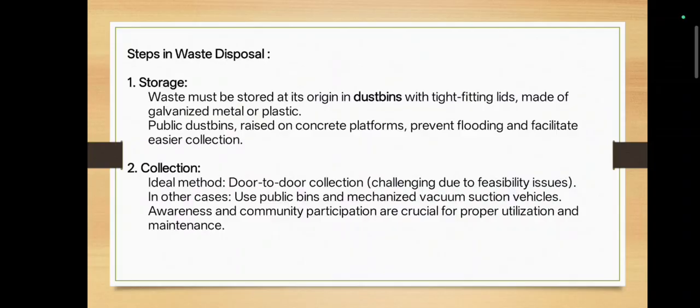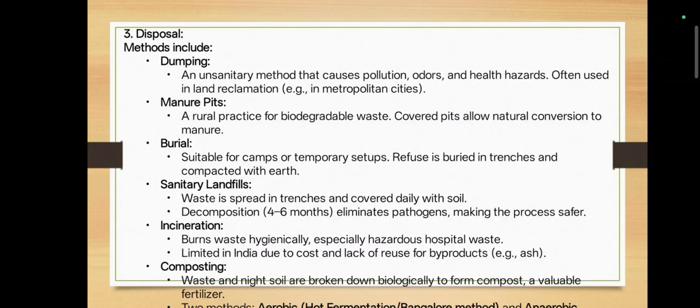Steps in waste disposal. First is storage. Waste must be stored at its origin in dustbins with tight fitting lids made of galvanized metal or plastic. Second is collection. Ideal method is door to door collection, and in other cases, use public dustbins and mechanized vacuum suction vehicles. Third is disposal method.